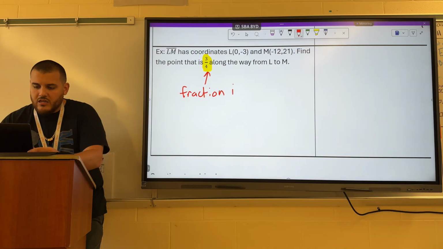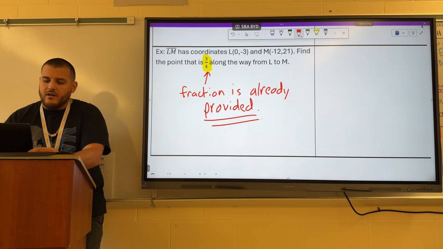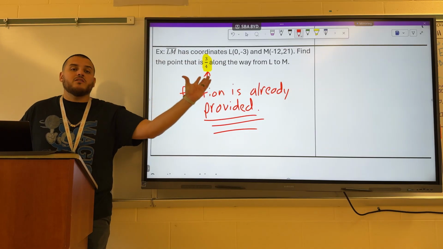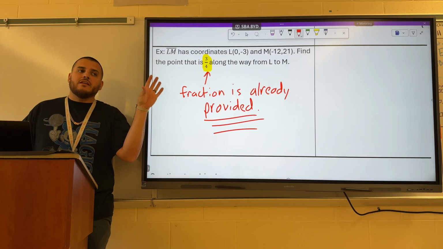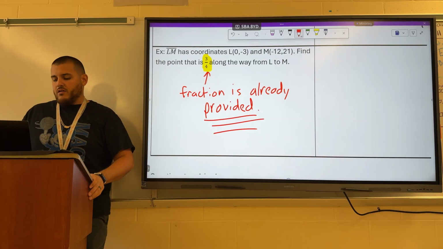Fraction is already provided. Very, very important. So we're not changing this. We're not saying 3 parts and 4 parts, 7 total parts. This is 3/4 of the distance. This is the result of our ratio, right?